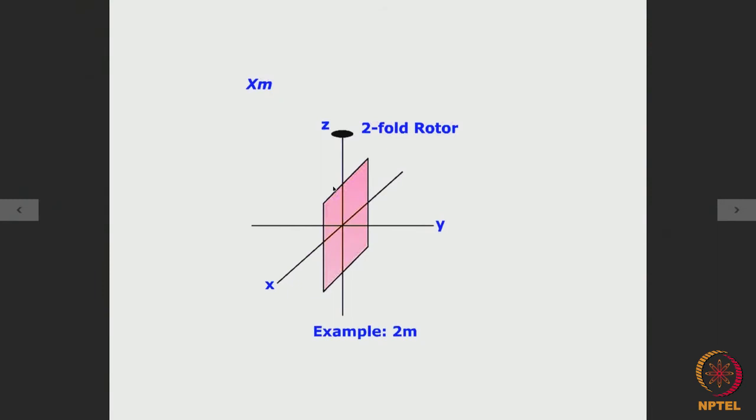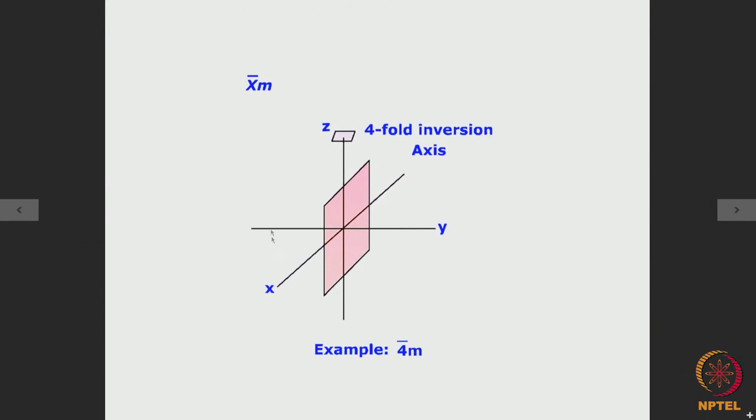Now, XM in this system, if you have say a twofold rotor and a vertical mirror, it will be written as 2m. So, if it is a threefold rotor with a vertical mirror, it will be 3m, et cetera.